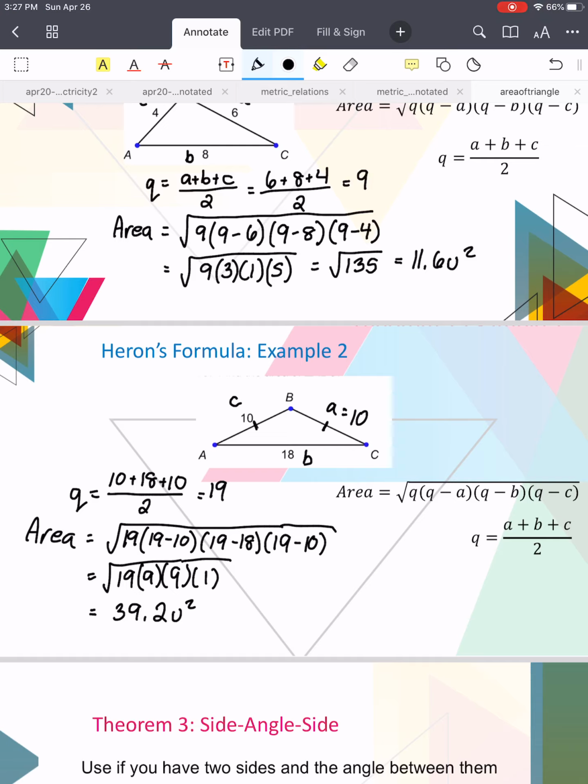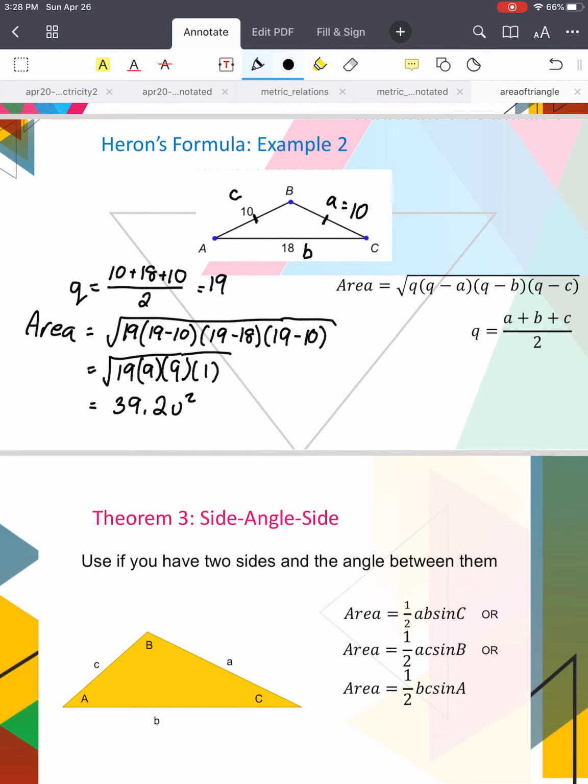Okay, so for these triangles, I know that there are different ways that you could split up a triangle and maybe solve for the height, but this is just a really nice and efficient way to find the area of a triangle when you're given all 3 sides. All right, so that's Heron's formula in a nutshell.